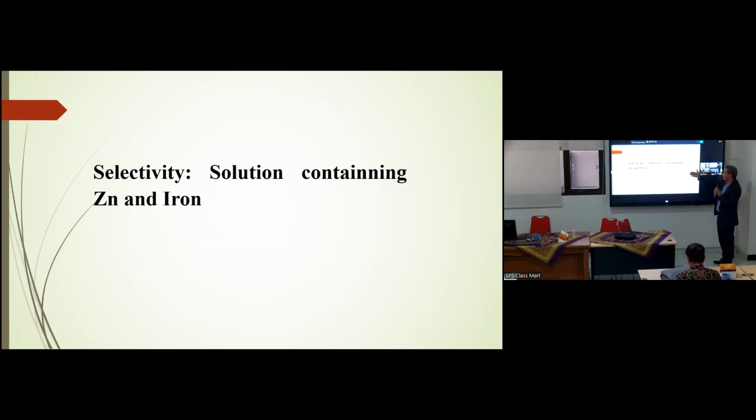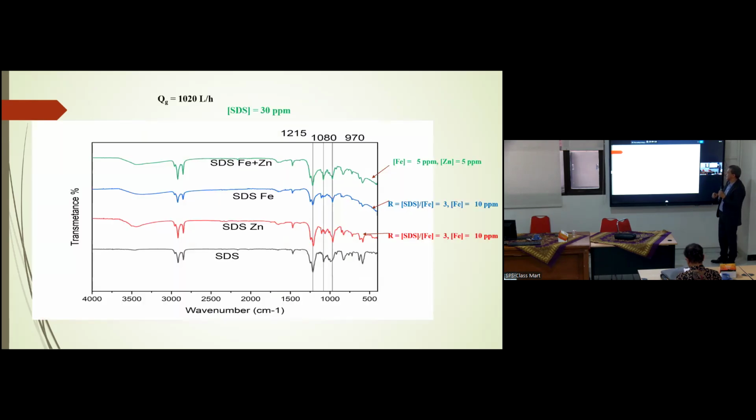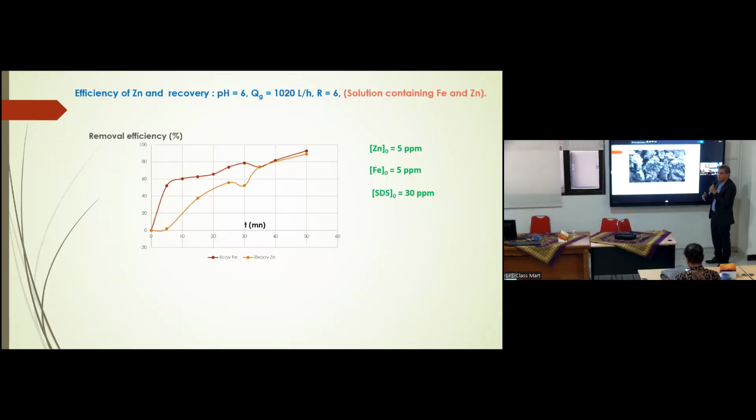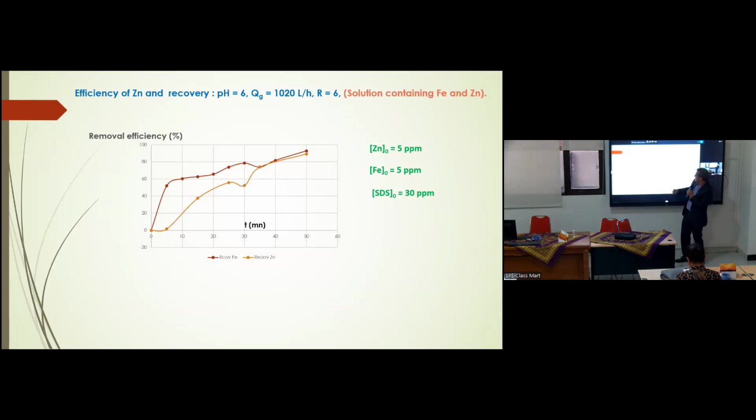So now I put together zinc and iron to have an idea about the selectivity. Does the collector prefer iron or zinc, or both? Systematically I put the infrared to have an idea about the presence or not of the collector. This is efficiency. We have iron and zinc. Before 30 minutes, there is selectivity.